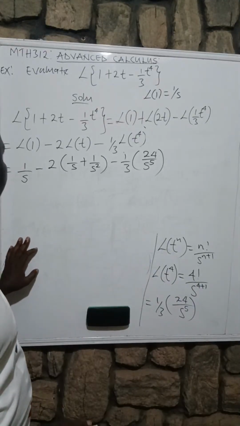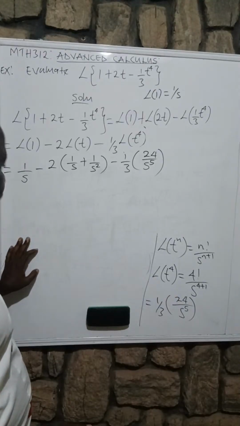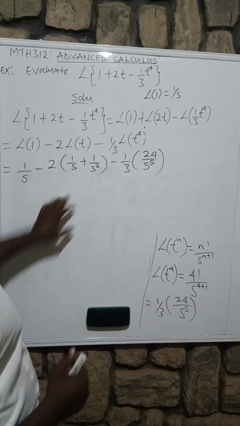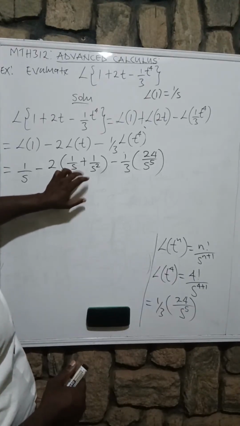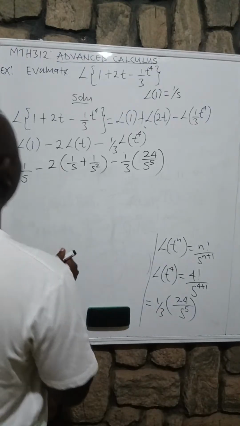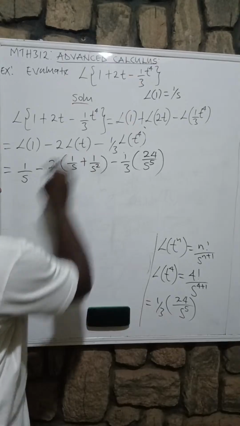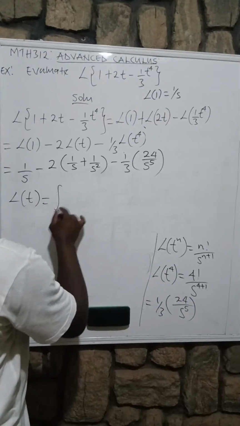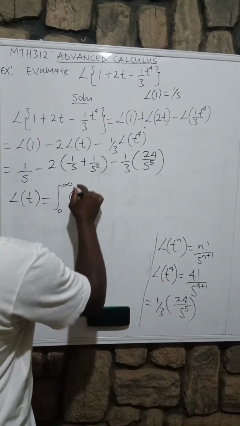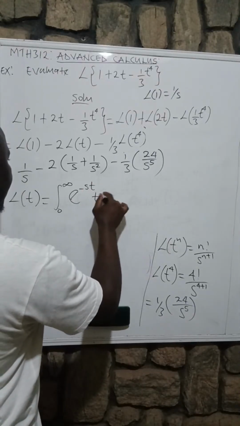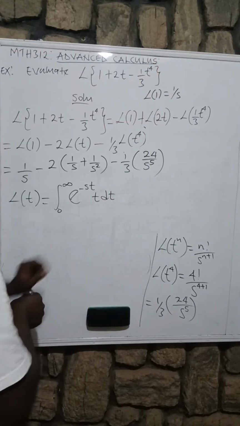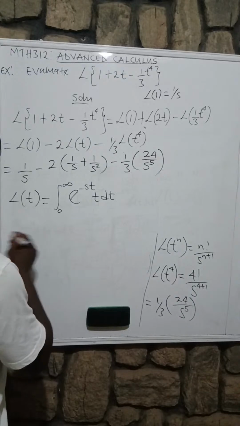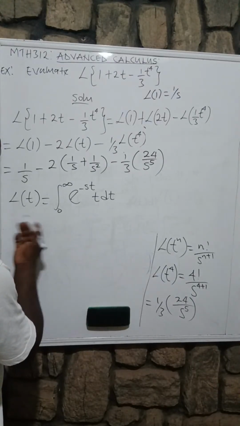Oh, I think, yeah, we made a mistake. Sorry. There's a mistake here. Please, let's take it all over again. Laplace of t equals integral 0 to infinity exponential minus st t dt, right? Here we are going to use by parts, right? Listen, we made a mistake here. None of you corrected me.